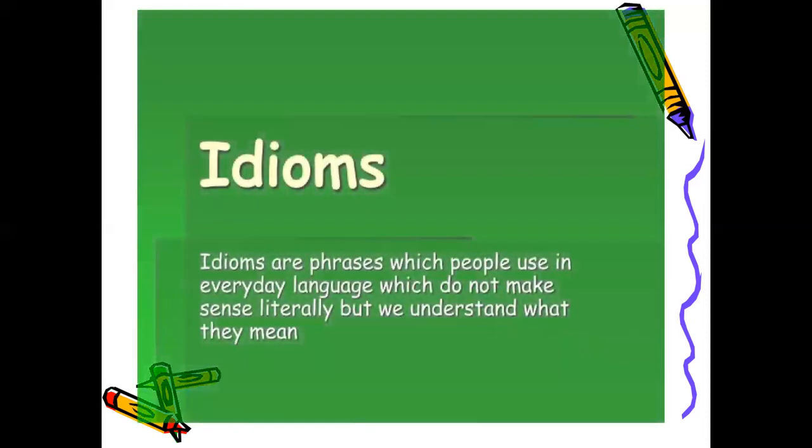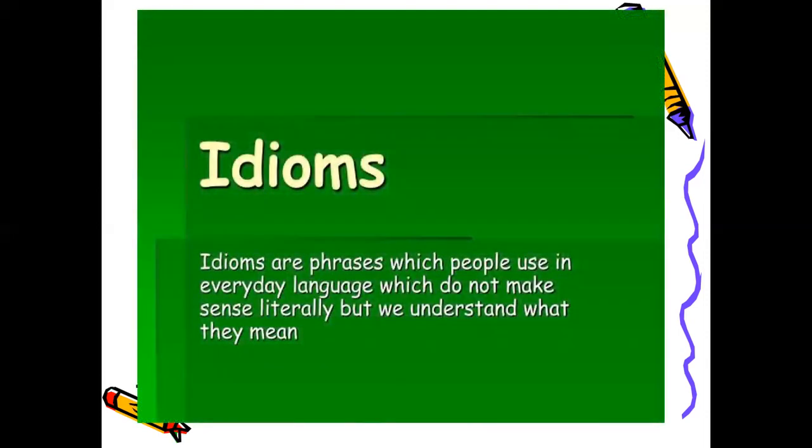Okay. Now we will go for the idioms. I'm sure that you know the idioms, like piece of cake. You know, there are many things. The easiest one is piece of cake, and you always say that, okay? So idioms are phrases which people use in everyday language, which do not make sense literally, but we understand what they mean. Like when I say piece of cake, what did you understand? Okay, mister, shall I eat this piece of cake? No, come on, guys. Piece of cake means so easy peasy lemon squeezy. Very good.